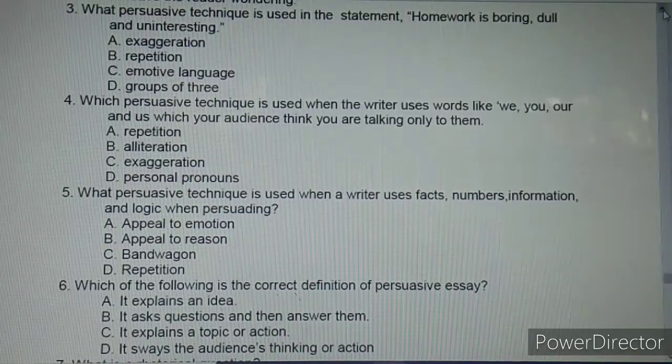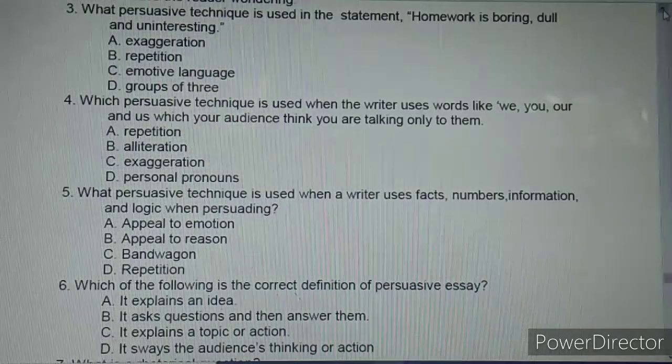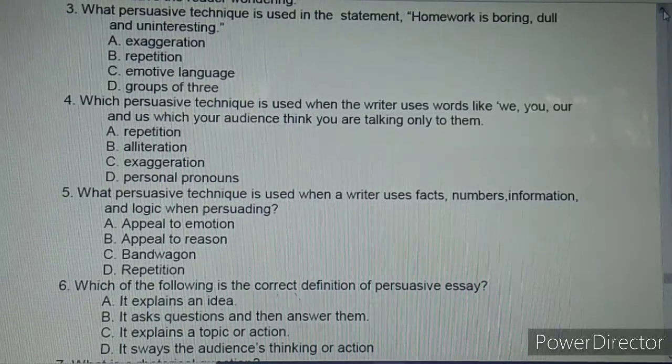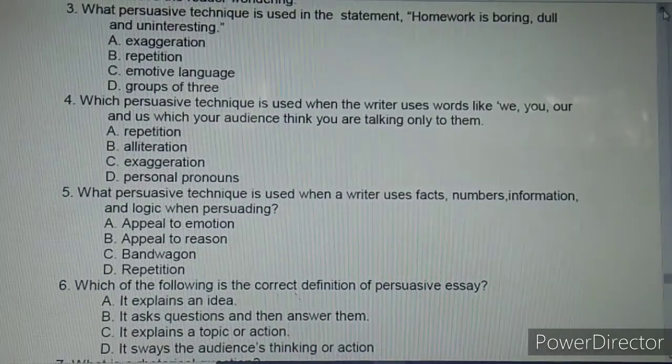Now let's move on to number 4. Which persuasive technique is used when the writer uses words like we, you, our, and us, which makes your audience think you are talking only to them? Is it letter A, repetition, B, alliteration, C, exaggeration, or D, personal pronouns? Well, the correct answer for number 4 is letter D.